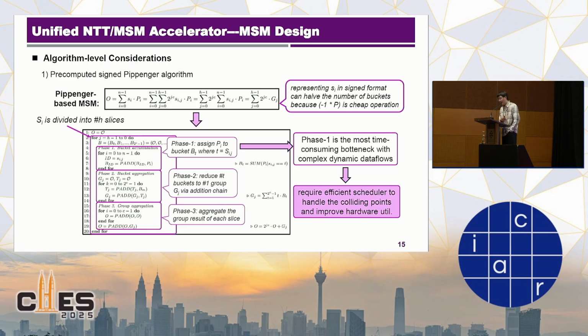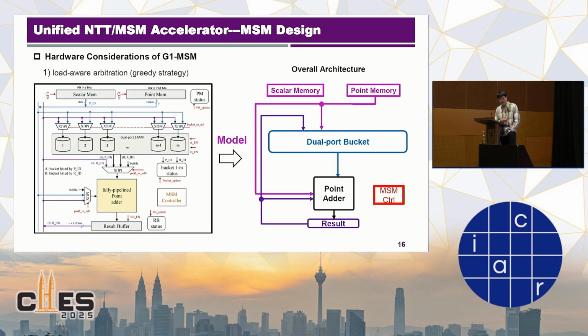Each scalar is divided into H slices, which corresponds to the H times iterations. And each iteration consists of 3 phases, including the bucket accumulation, bucket reduction, and group aggregation. Since phase 1 is the most time-consuming bottleneck, with complex and dynamic data flow, it requires an efficient scheduler to handle the colliding points and improve hardware utilization.